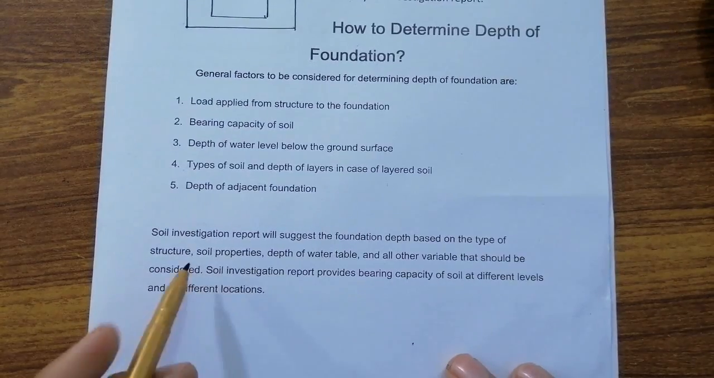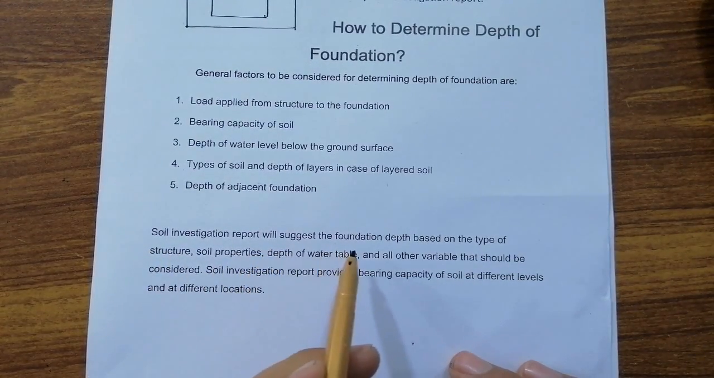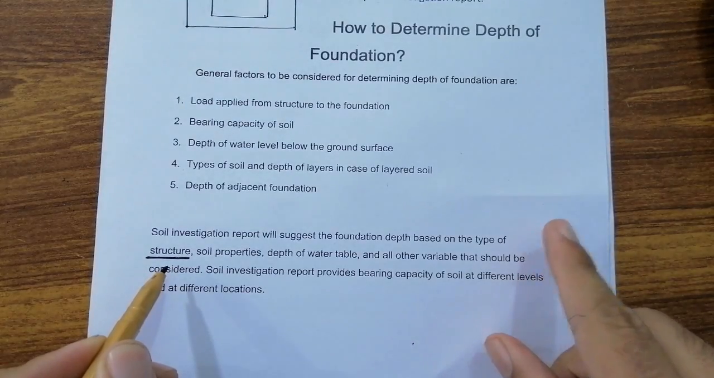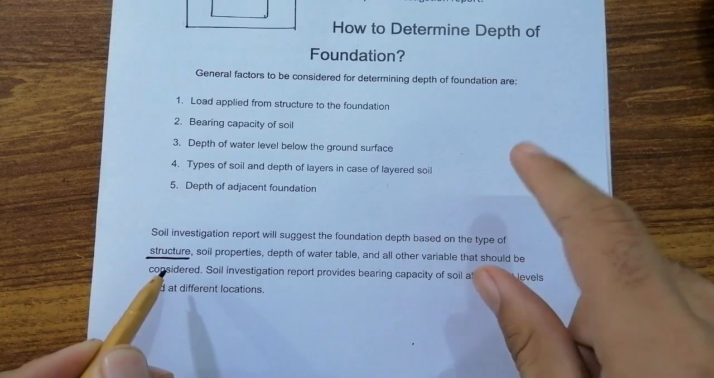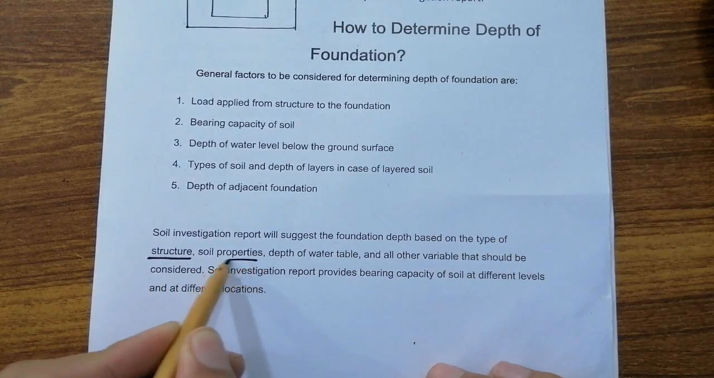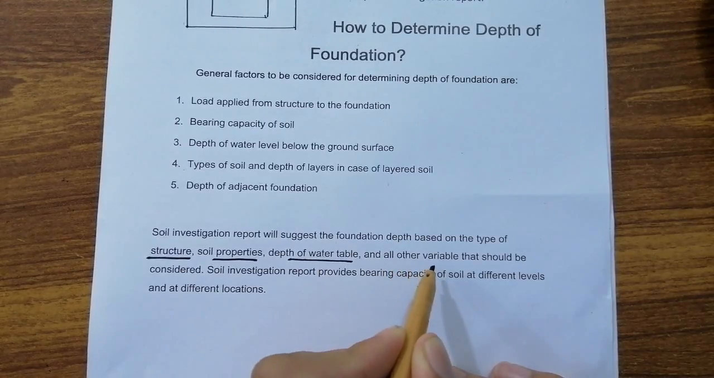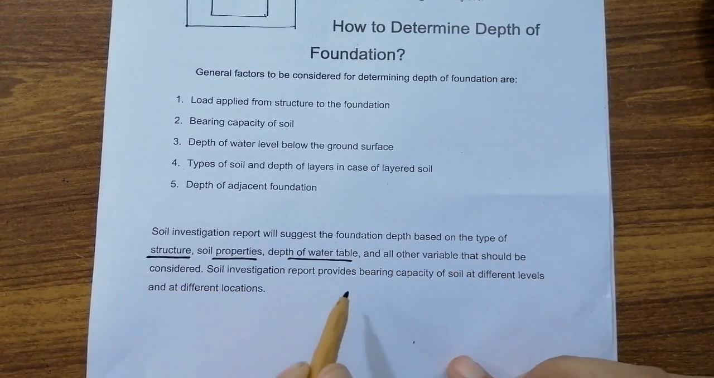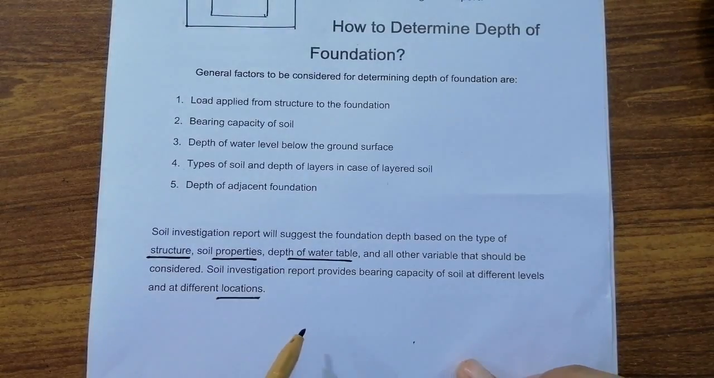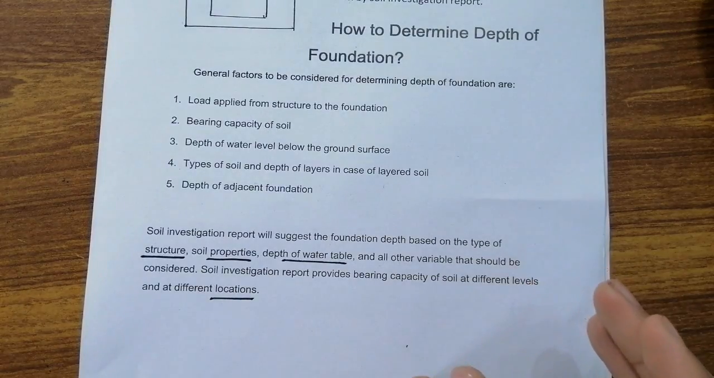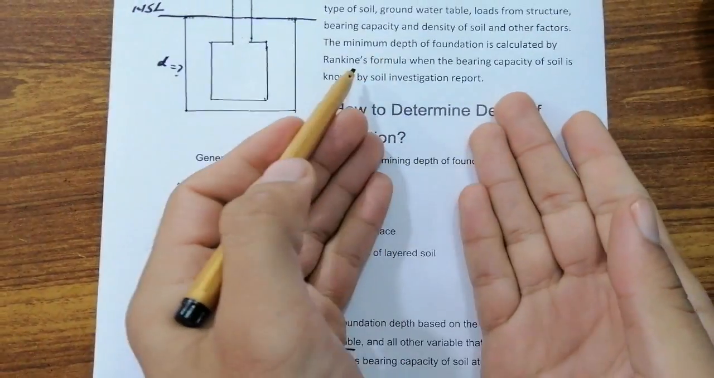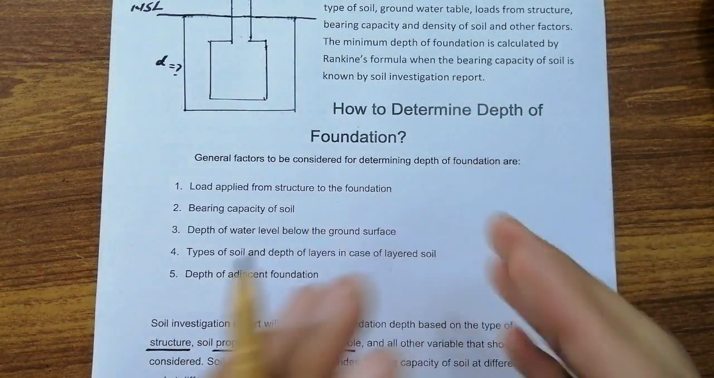Okay, now guys, soil investigation report will suggest the foundation depth based on the type of structure, because we have different types of structure. For different types of structure we will find depth of foundation, for different buildings, or for different houses, you can say. So soil properties, depth of water table, and all the variables that should be considered. Soil investigation report provides bearing capacity of soil at different levels and at different locations, because in different locations and different levels we have different bearing capacity. So therefore you should find different bearing capacity. Also density of soil, structure load. From all these things we will find depth of foundation.